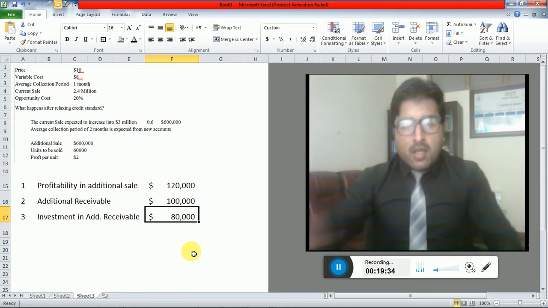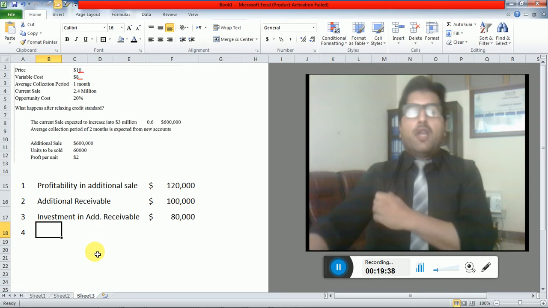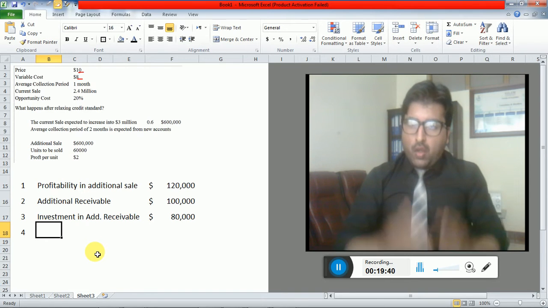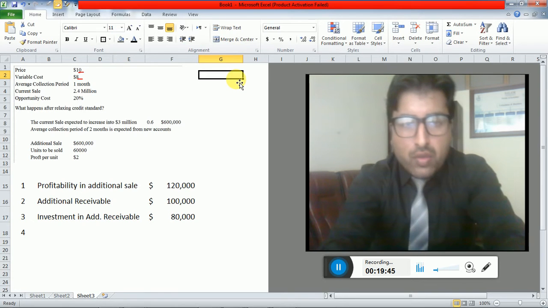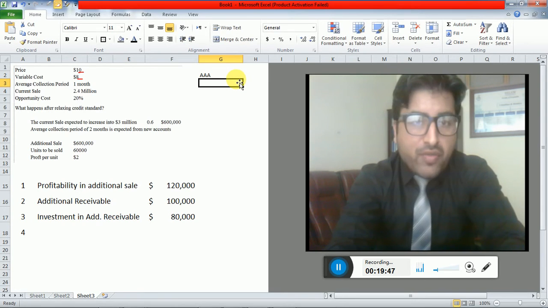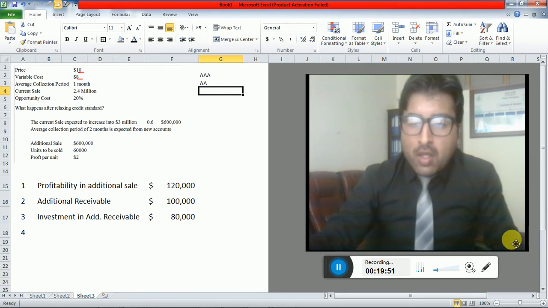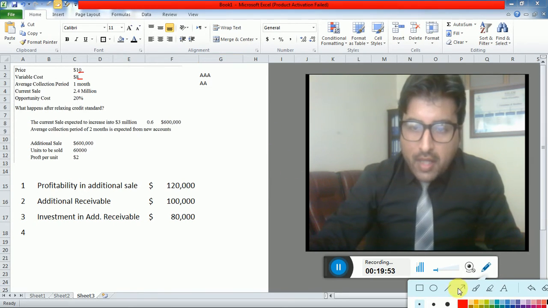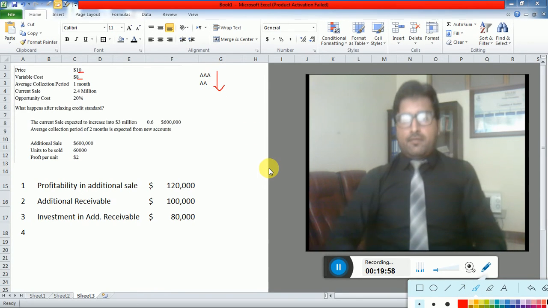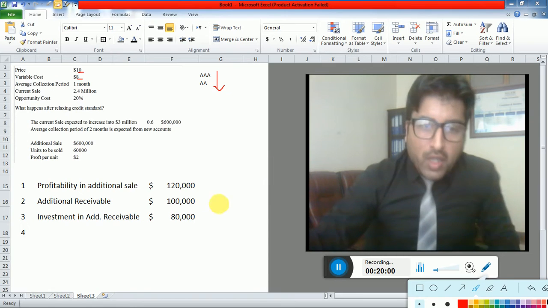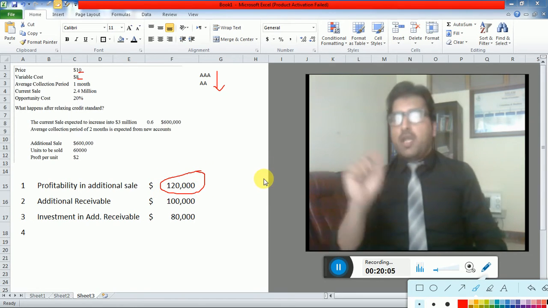So what happens if we lower the credit standard? Let me tell you. For example, as I told you, the credit standard AAA we have to lower into 2A. What happens if we lower this into 2A? We are getting $120,000 profit because of the new sale.